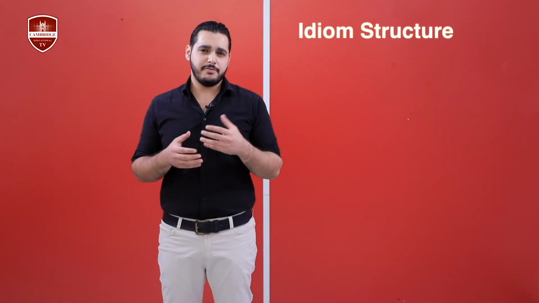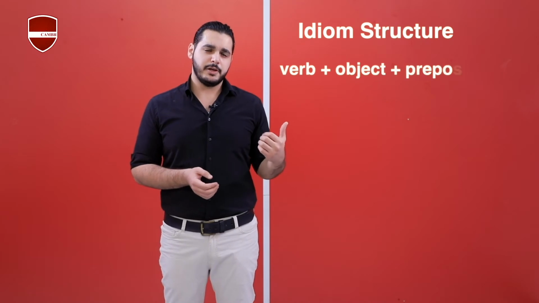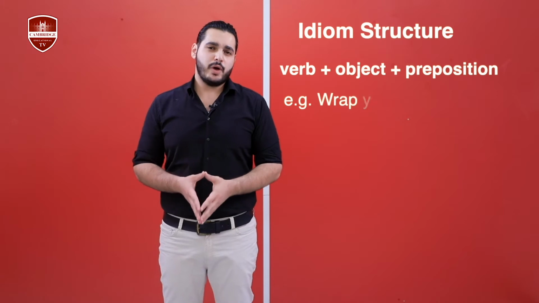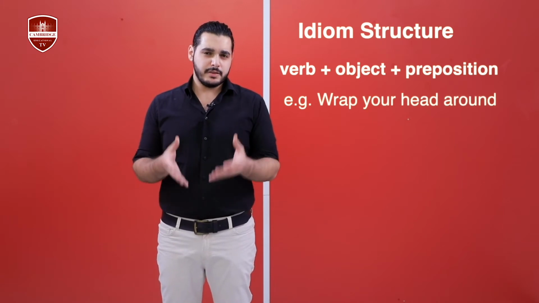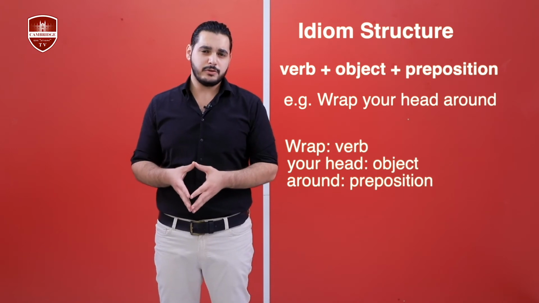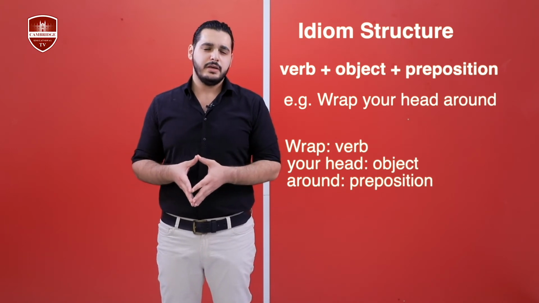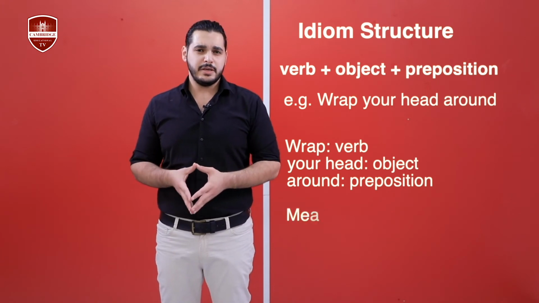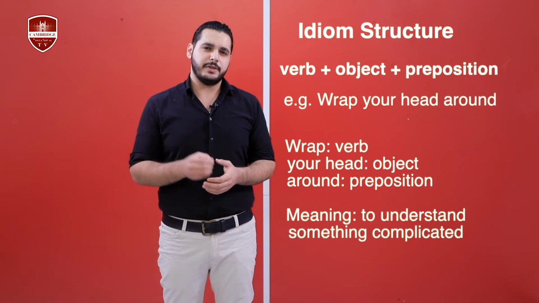An idiom can have the following structure: verb plus object plus preposition. An example of that is wrap your head around. In this idiom, you can see that wrap is the verb, your head is the object, although it's a phrase, not one word, and around is the preposition. This idiom means to understand something that is complicated.